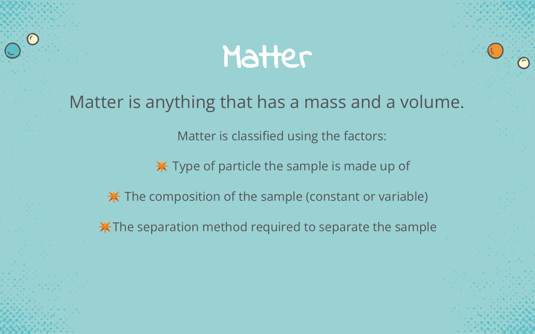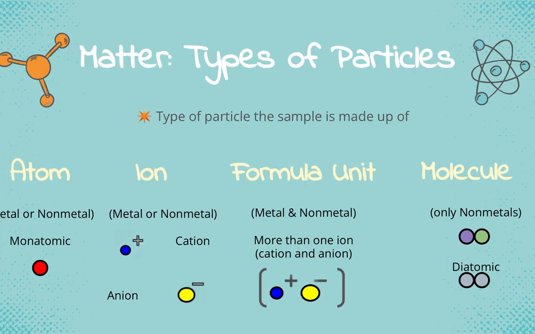Matter is anything that has a mass and a volume. We classify matter using the following factors. First, the type of particle the sample is made of. Second, the composition of the sample, which we're going to focus on constant composition or variable composition, both of which I will describe further when we go on to slides that are coming up in this screencast. And lastly, the separation method required to separate the sample.